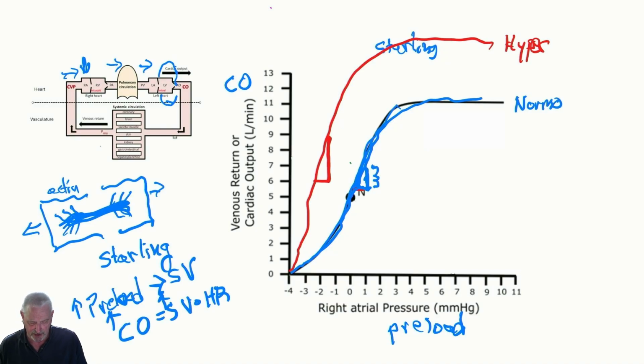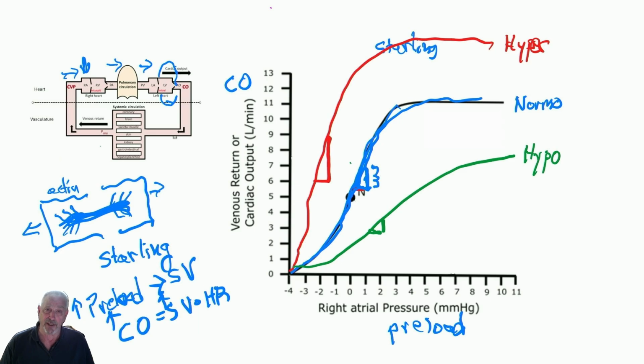And we can have a third condition here where the curve looks like this, which we call a hypoeffective heart. And what we see there is for the same change in preload, right atrial pressure, we get an even smaller change in cardiac output. So this is a tiny little up arrow, and the blue one is a slightly bigger up arrow, and the red one is the biggest up arrow of all.